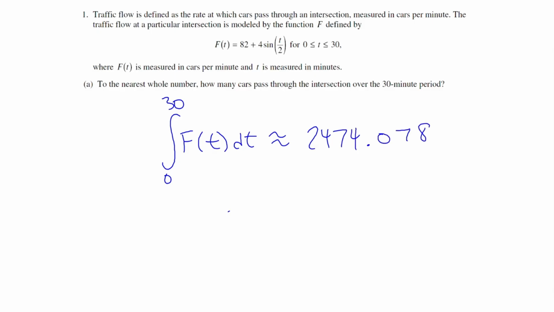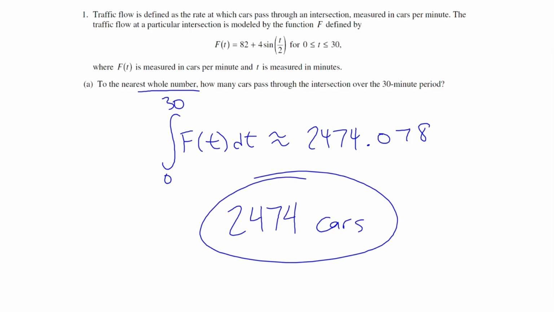And we will say 2,474 cars because it asked us to round to the nearest whole number. And you got 3 points here for part A: 1 for having the right limits of integration, 1 for having the right function that you're integrating, and 1 for having the correct final answer.